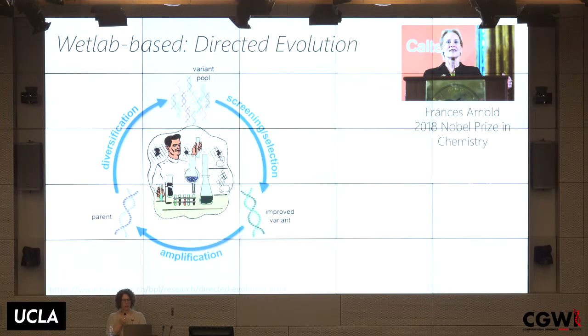So how does it work? Imagine you want to make a protein, say, fluoresce more, which is something people do, and it's kind of a canonical system for these things. You start off with some parent strain, and maybe it has a bit of the property you care about, and then you go through a diversification step.